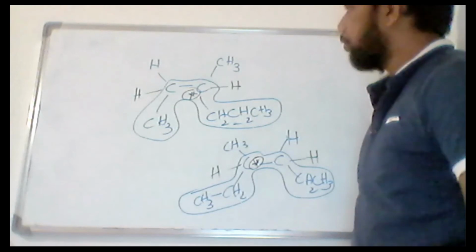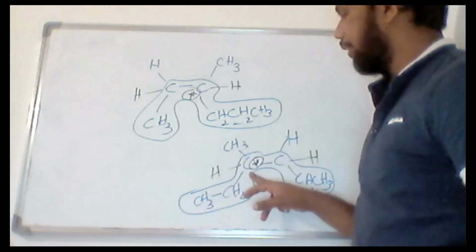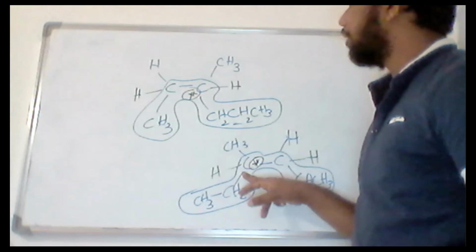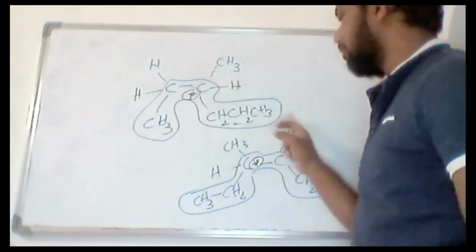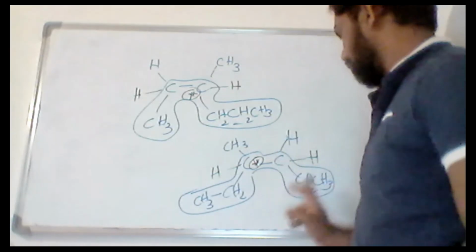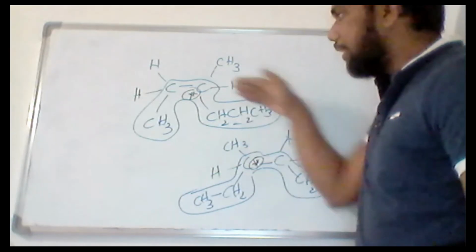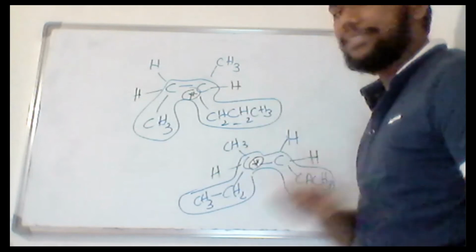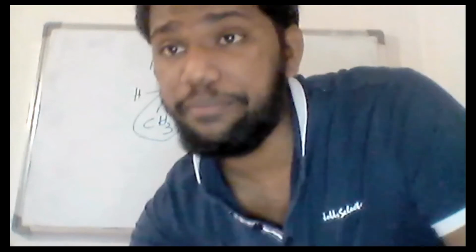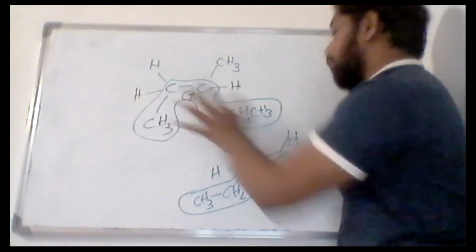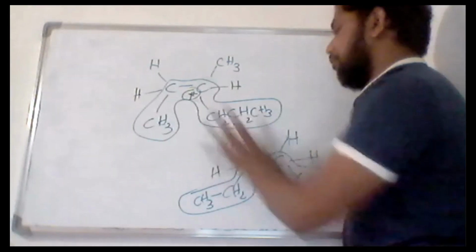Okay, so you can see 1, 2, 3, third carbon, there is a methyl group, and the rest of it is CH2, CH3, CH2, CH2, CH3. So you can see these two compounds are same. Why do you see these two compounds are same? Because you need to understand here, when you do the catalytic hydrogenation, it forms this.